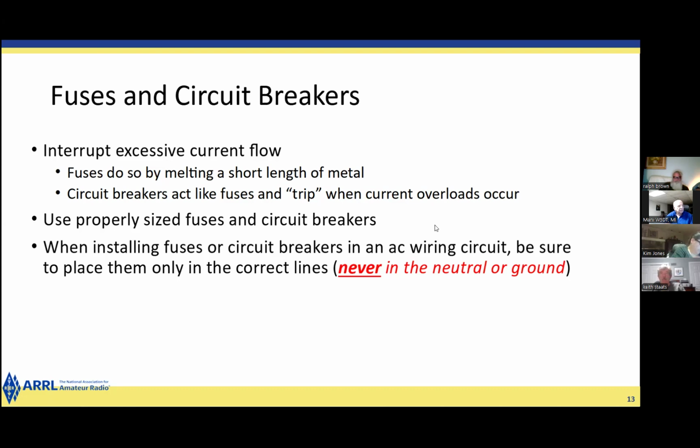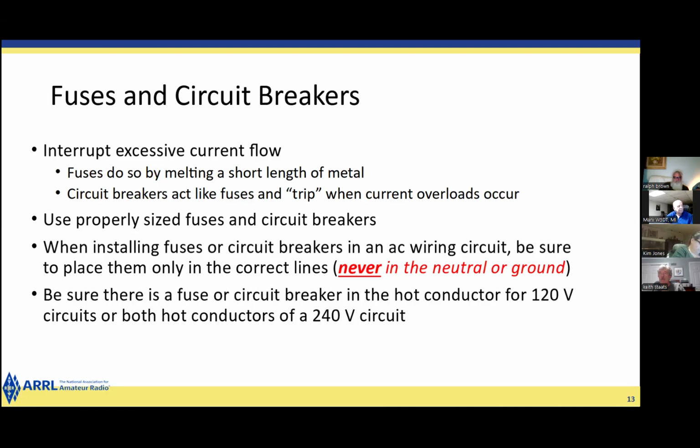Make sure that you're installing the fuses and circuit breakers in the correct lines. Never put them in the neutral or ground line. Make sure that there's a fuse or circuit breaker on the hot conductor for 120 volt circuits, or both hot conductors on a 240 volt circuit.